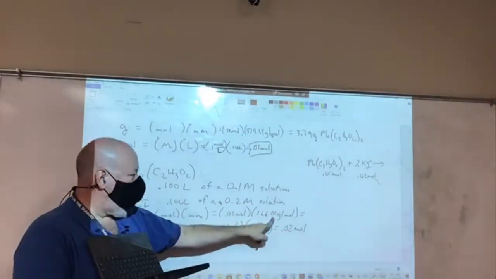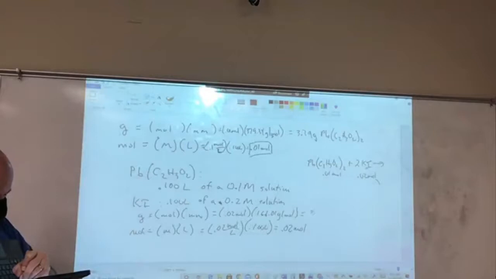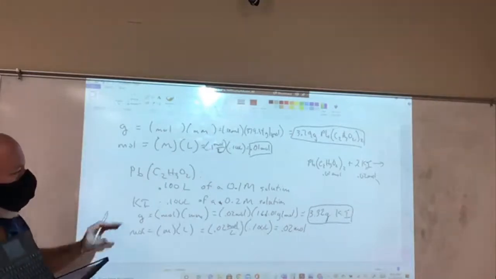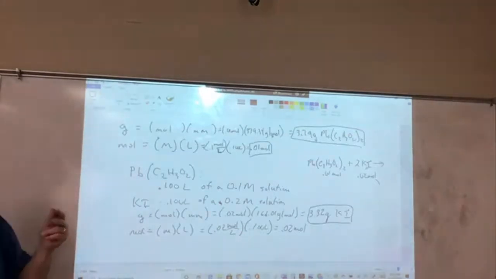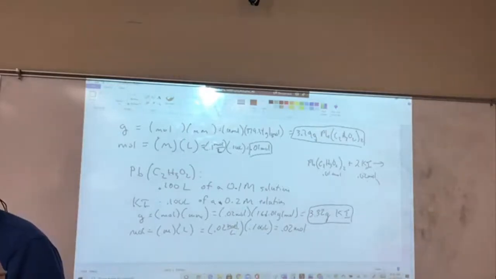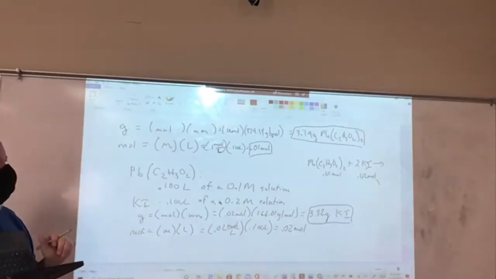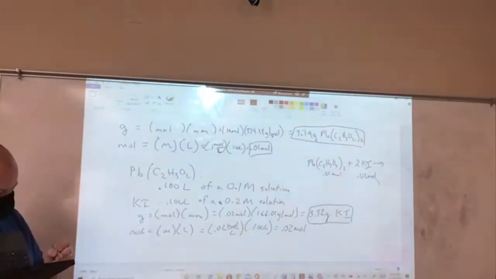So if I multiply 0.02 times this, I'm going to get 3.32 grams of potassium iodide. Okay? So that's the routine. Anytime I say you guys need to go into the lab and you need to create this many liters of this molarity of a solution, you have to be able to figure out how many grams you go weigh out on the balance. Okay? That's the point of this part of the lab. So that's another piece of information that you'll need to be able to complete this lab.